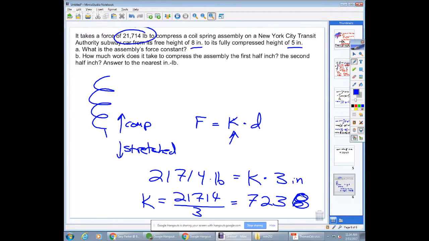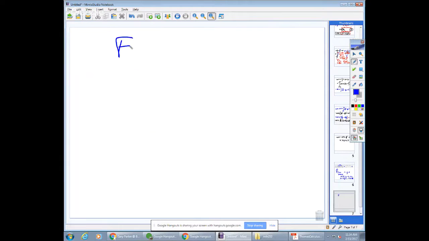So what do we know right now? We know that the force needed to move this spring is going to be 7238 times the distance. Did I get that right? Whew, okay. So that's the force. We also know that work is equal to force times distance. And if that force is variable, if it depends on something, then we have to integrate to get the work. So for us, work is going to be the integral.